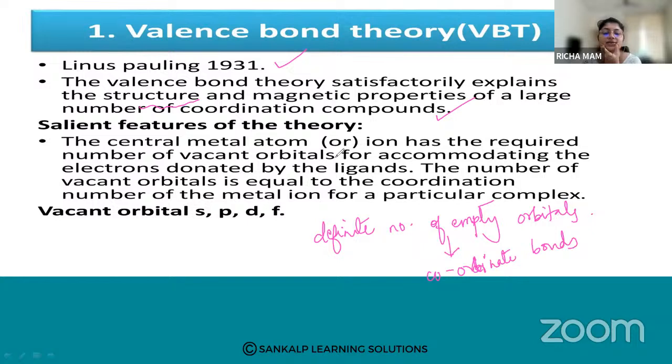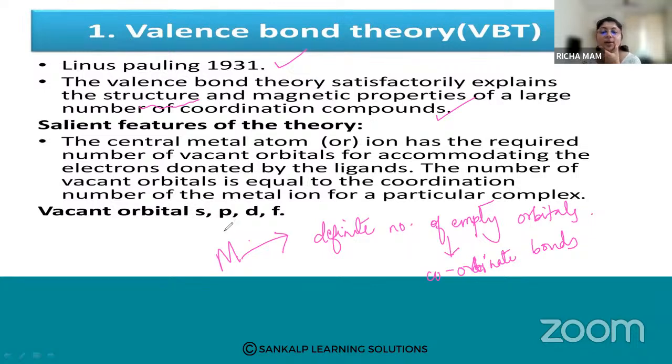So in the center, your metal is there. This metal provides a definite number of empty orbitals so that it can form the coordinate bonds.